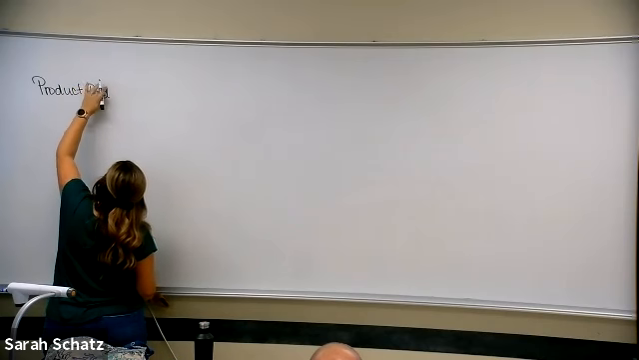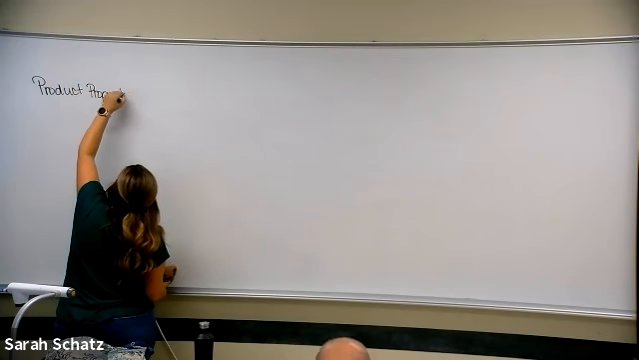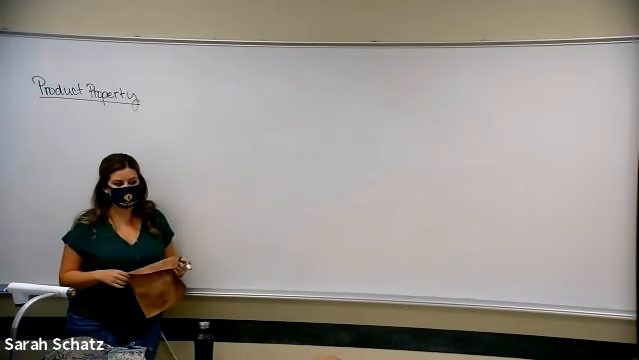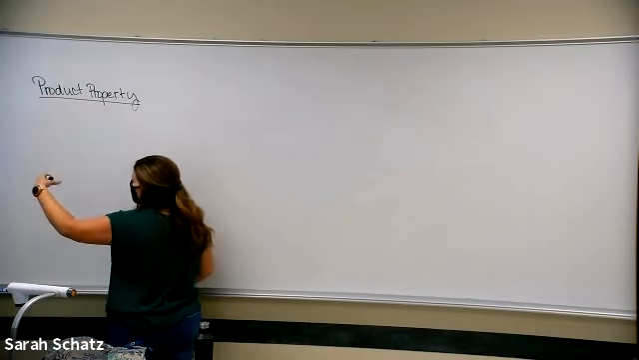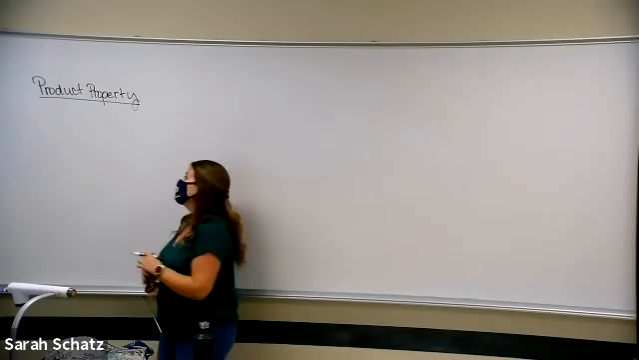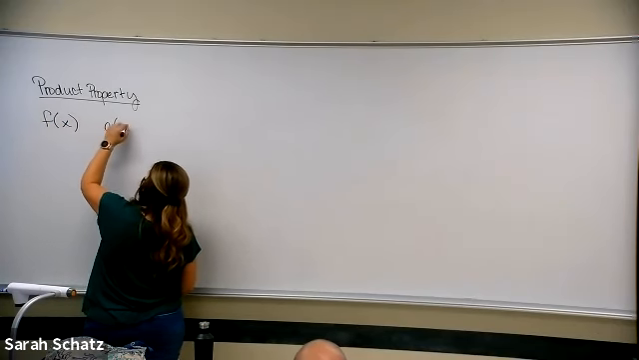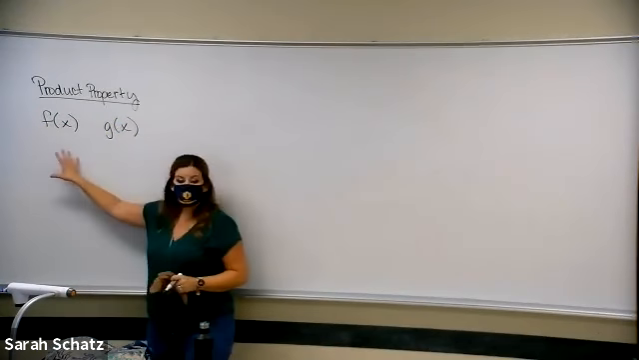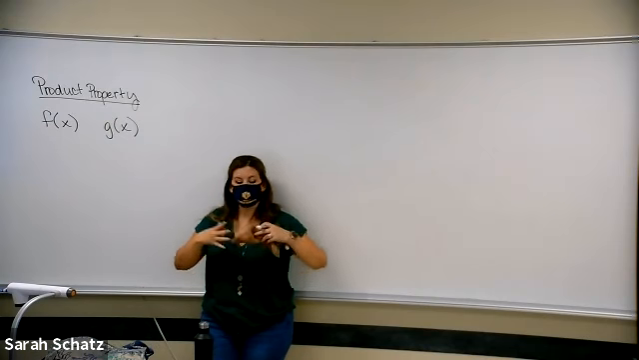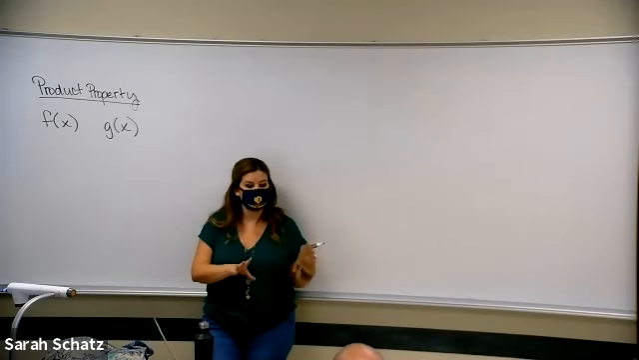Let's talk about the product property of limits. So first, before I give you this property, I'm going to have to give us two separate functions. Let's say I've got a function f of x and a function g of x. These functions could just be constant numbers. They could be x's. They could be really elaborate functions, but either way, they are functions of x. One is called f and one is called g.